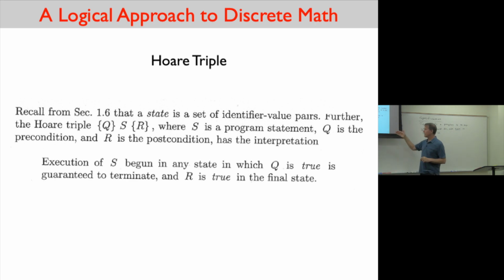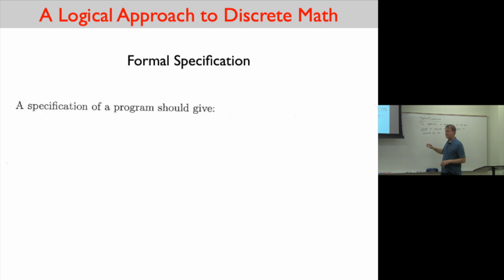So execution of S begun in any state in which Q is true is guaranteed to terminate and R is true in the final state. That's the interpretation of the Hoare triple. Now, this Hoare triple is the key to writing down a formal specification.